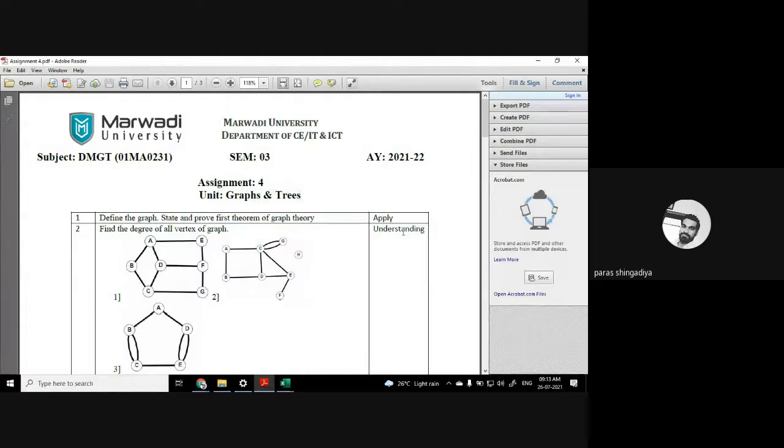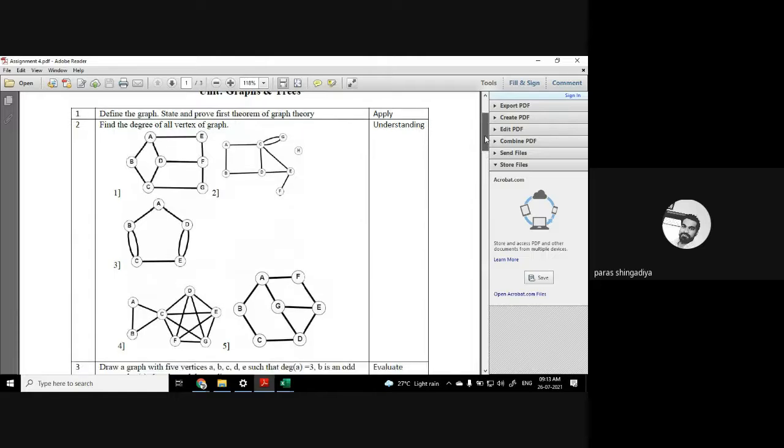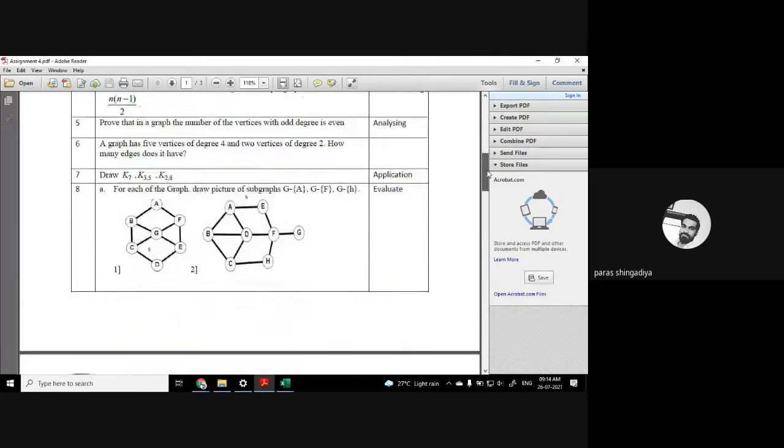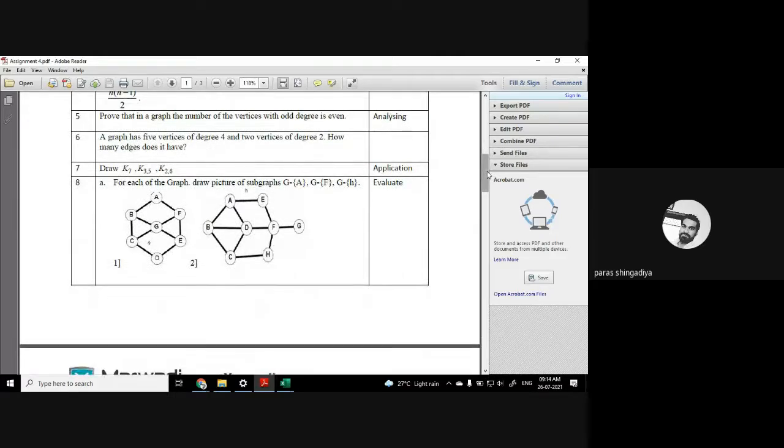Okay, so in the last lab, we had discussed assignment number 4. How many examples have we completed in the last lab? Question number 1, 2, 3, 4, 5, 6. Okay, up to 6. So now start from question number 7, 8.